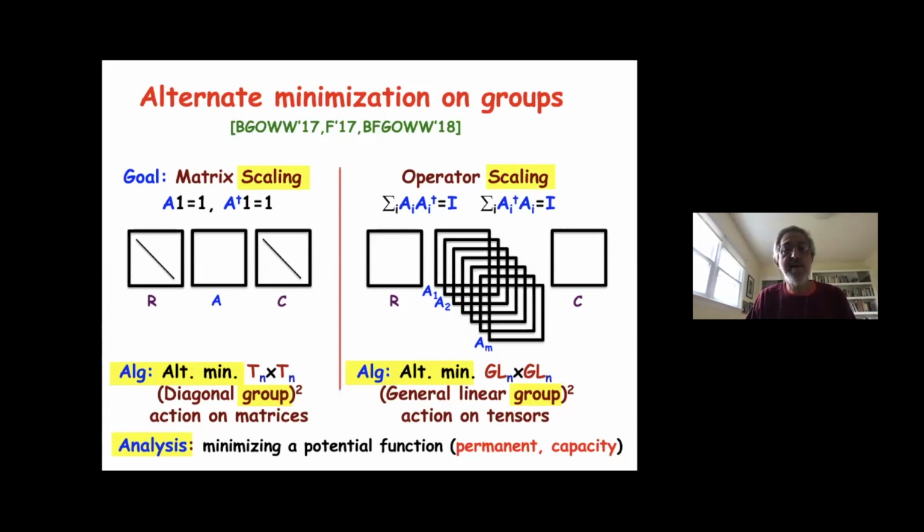Scaling in the first case arose, I told you, from various considerations in linear algebra and numerical analysis. It arose in operator scaling because Gurvits wanted to solve singularity. What are scaling problems? We'll see that they are really interesting problems, and we'll understand them better. Okay, so let's start.